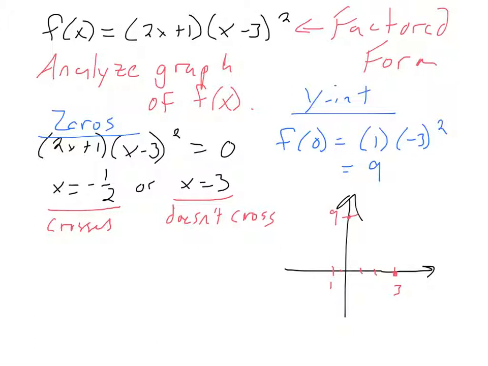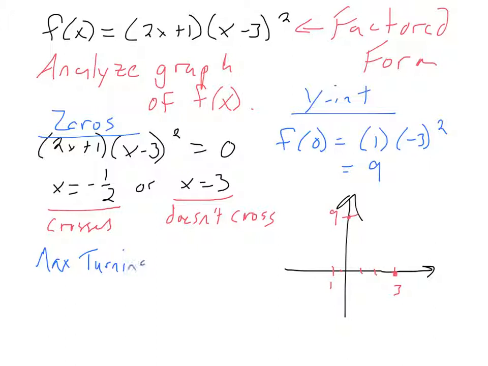Right, so let's go ahead and talk about some of the other ideas. We talked about multiplicity. We identified the zeros. Let's talk about turning points and end behavior to help us understand more what this function might look like. So first of all, turning points.